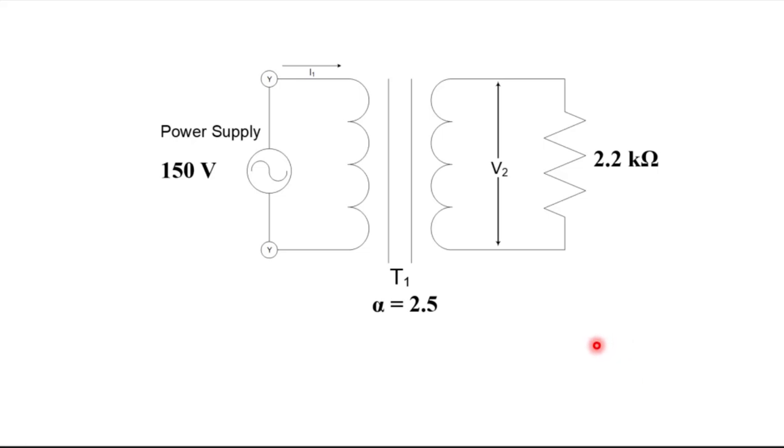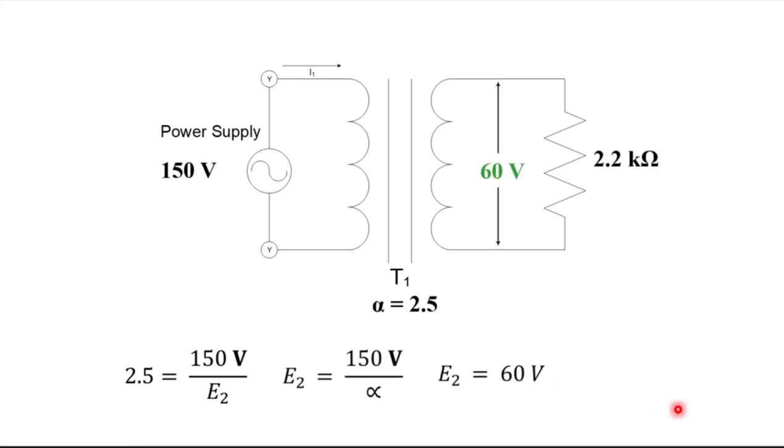The first thing I'm going to do is figure out what this voltage is over here, V2. Well, I can find that out because I know that 2.5, the transformation ratio, is equal to this voltage compared to this voltage. So that's going to be 2.5 is equal to 150 over E2 or V2. So now I solve for E2 by dividing 150 by 2.5, and I get 60 volts.